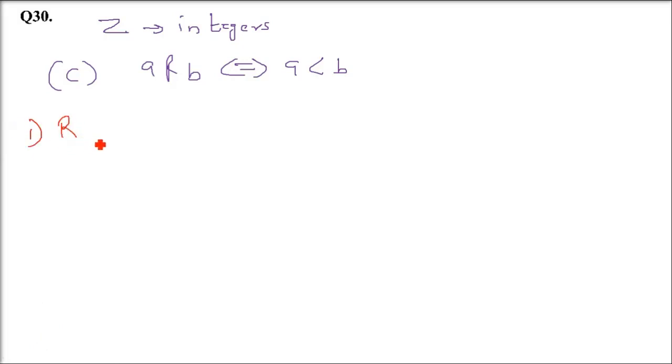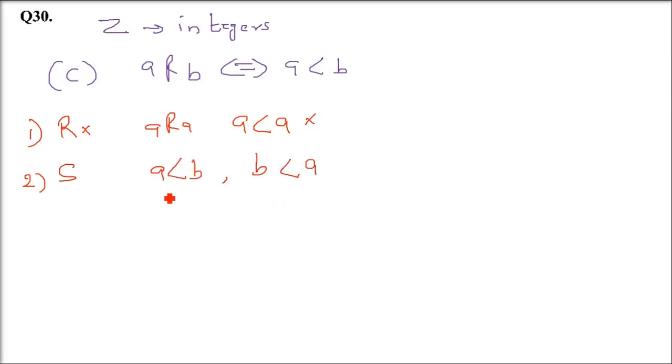The first is reflexive. Reflexive is A should be related to A. A related to A means A is less than A. No, A cannot be less than A. It's not reflexive, so it is not an equivalence relation. Check for symmetric also. A is less than B, so B is less than A? No, impossible. If you say that 1 is less than 2, how do you say 2 is less than 1? No, it is not symmetric also.